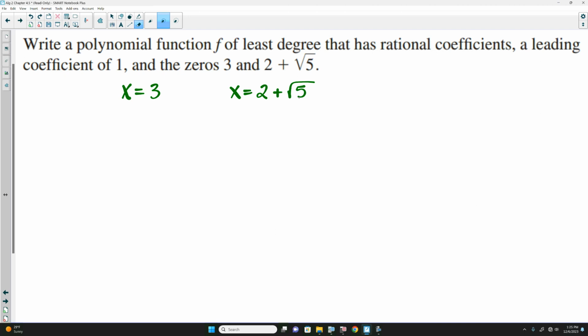So here, we're trying to find the polynomial function that has these zeros, that has these solutions. One of them is that x is 3, and the other is that x is equal to 2 plus the square root of 5. And because of the irrational conjugate theorem, we also have 2 minus the square root of 5 as a solution. So again, we're trying to find the polynomial function these go to. We're working backwards from what we've been doing. On all the previous problems, we were given the polynomial and found the solutions. Now we're given the solutions, and we want to find the polynomial equation.